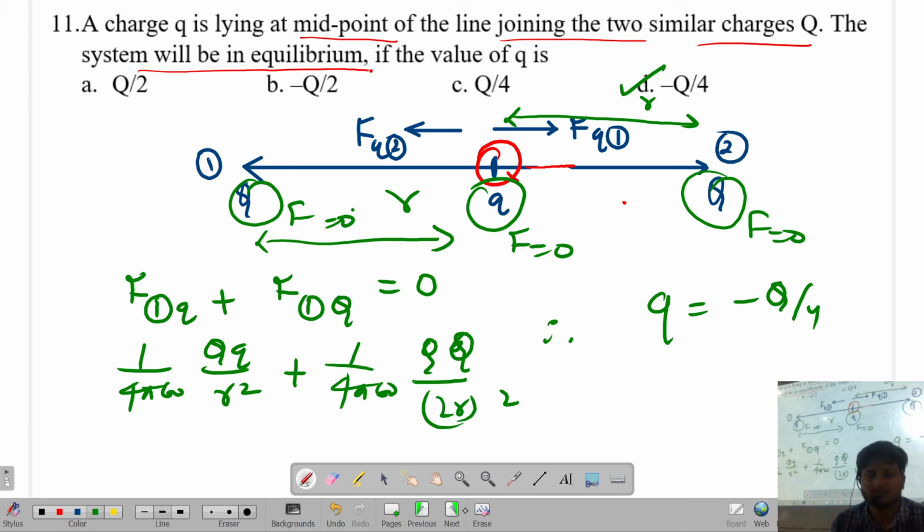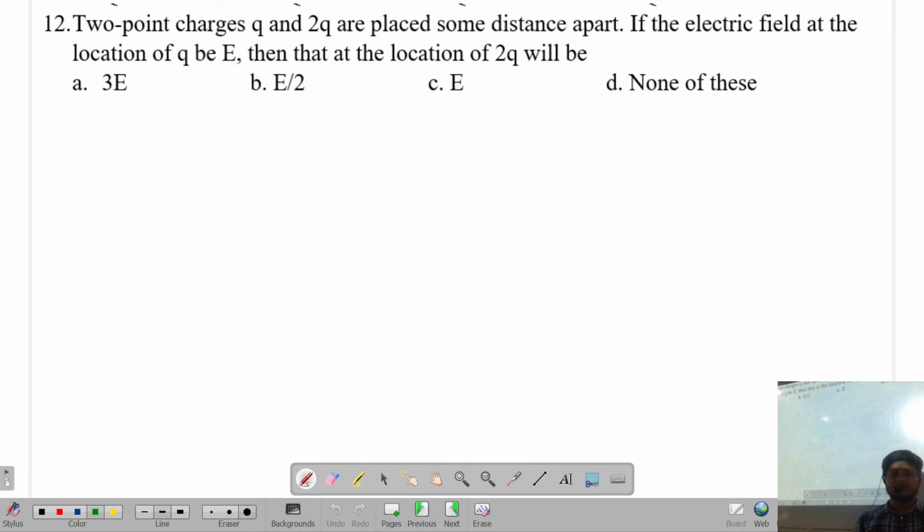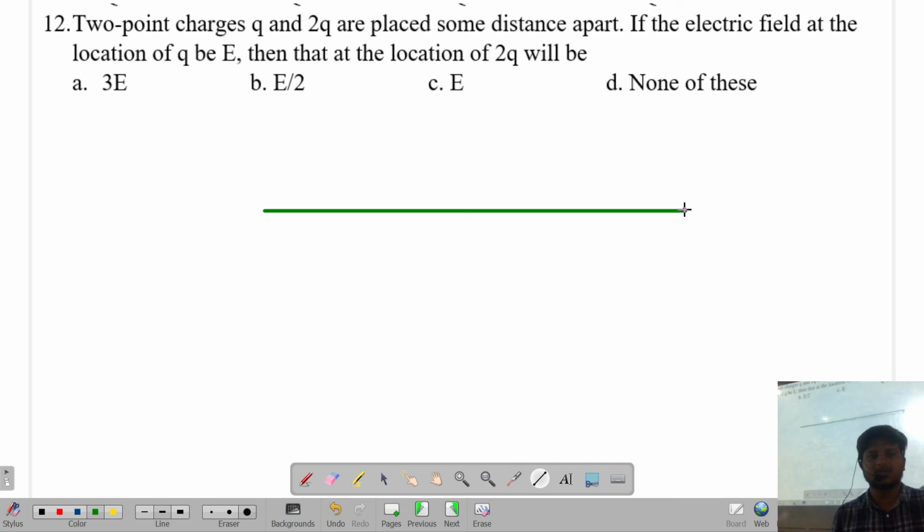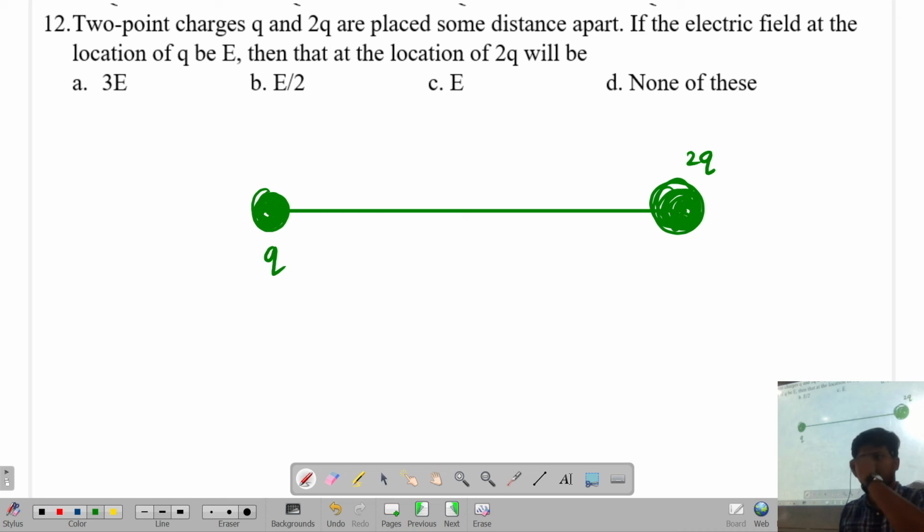Can I move ahead? Question number 12. Look over this. What is it saying? Two charges. Now come the basic questions, the best basic questions. Two point charges are there. One is Q, another one is 2Q. Yes or no?